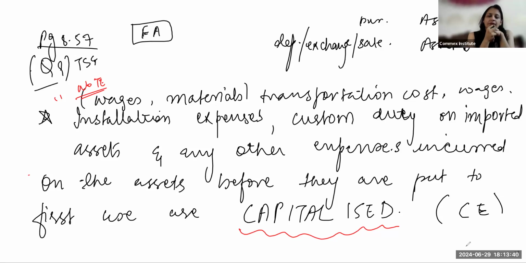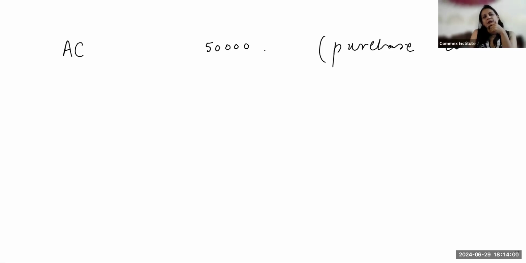Put to first use. Before they're ready for actual usage, everything that is spent will be added to their cost only. Suppose I purchased an AC. Okay, I purchased an AC for say 50,000. This was my purchase price. Purchase cost. Now the installation person comes and charges another 5,000 rupees for the installation. Installation charges, installation wages, or installation expenses, whatever you call that.